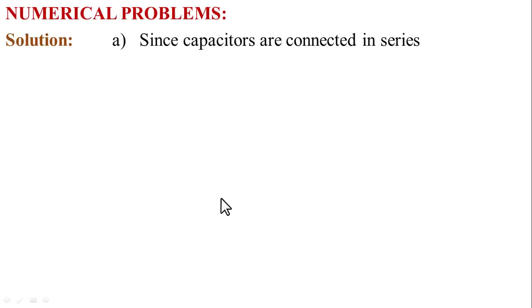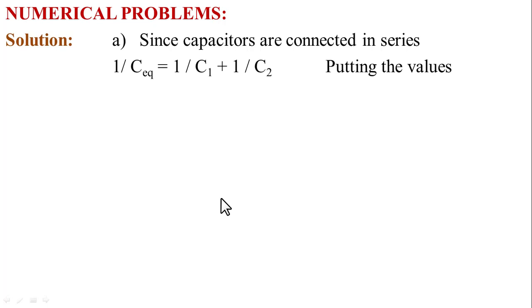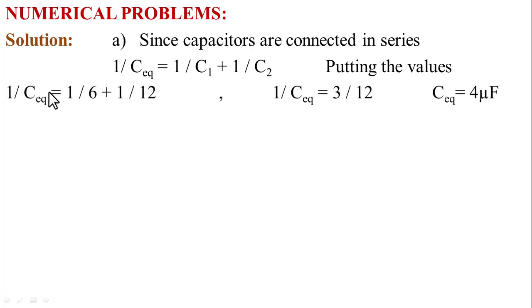Now for the solution, the first part, A part. Since the capacitors are connected in series, 1 upon C equivalent is equal to 1 upon C1 plus 1 upon C2. Putting the values, 1 upon CEQ is equal to 1 upon 6 plus 1 upon 12. So 1 upon C equivalent is equal to 3 upon 12. Now taking the reciprocal, 12 divided by 3 is equal to 4. So equivalent capacitance is equal to 4 microfarad.